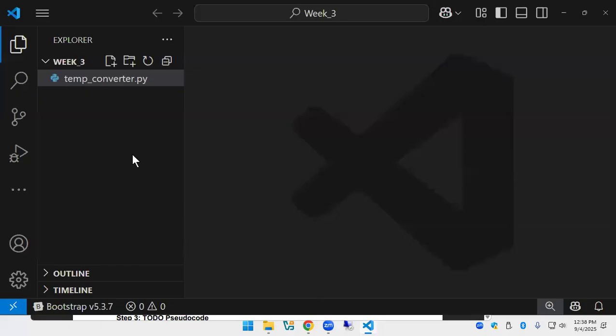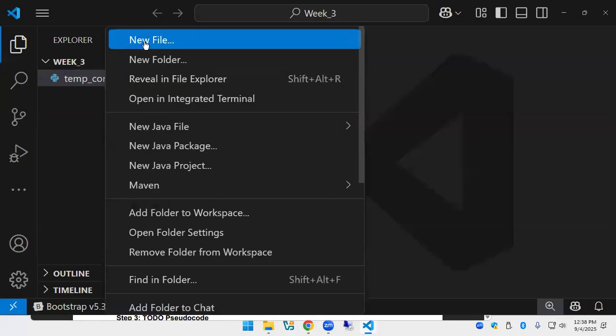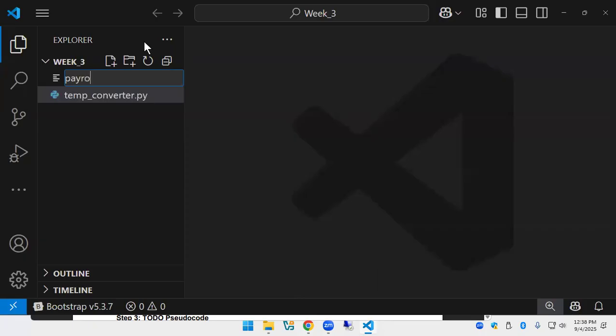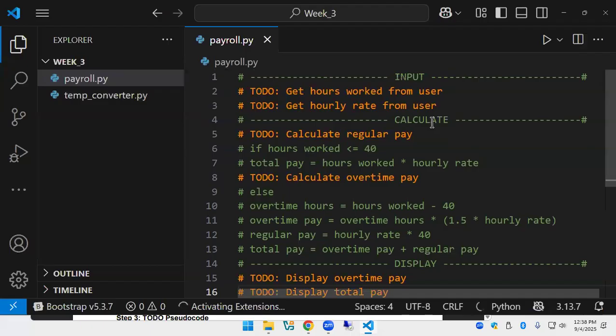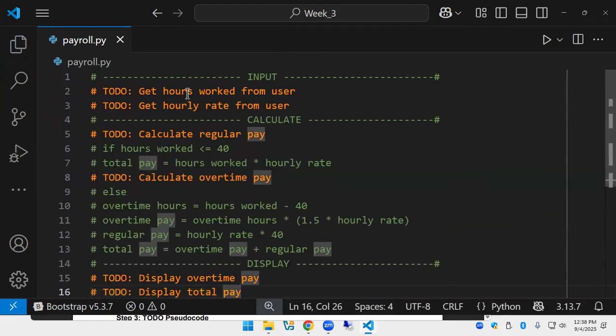All right, so we go over to our little program, which I'm just going to call payroll. I don't know what I had in the assignment. And I'll paste in my pseudocode. You can see with my pseudocode here in my to-dos, I've already figured out all the logic of everything. We already know how to do much of this.